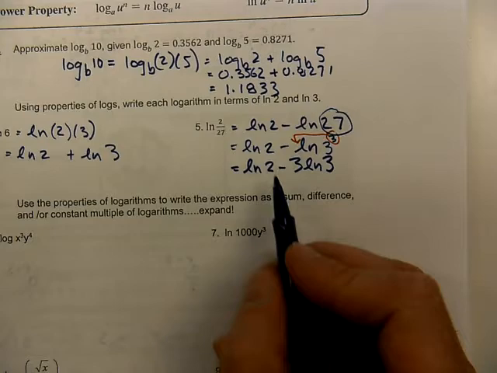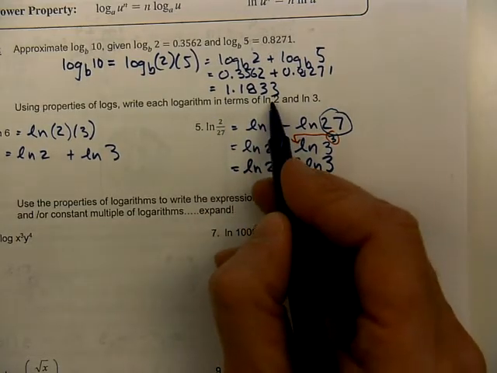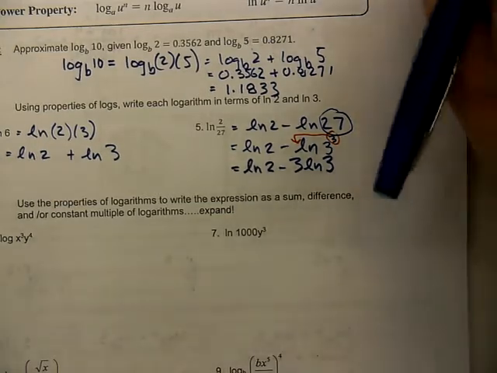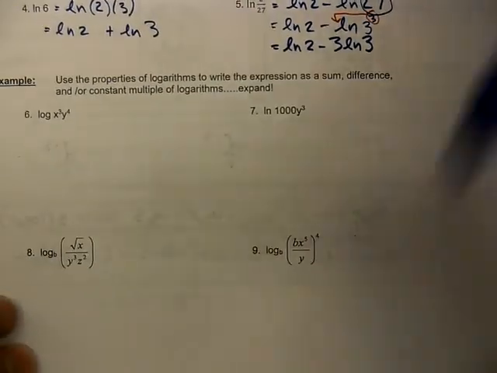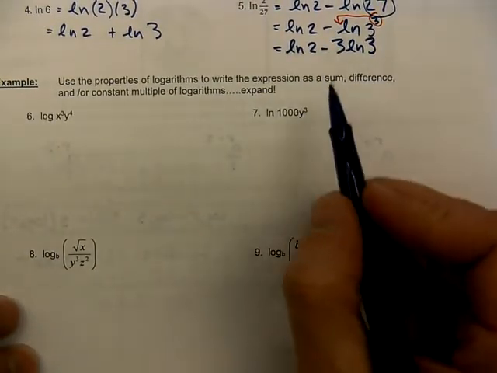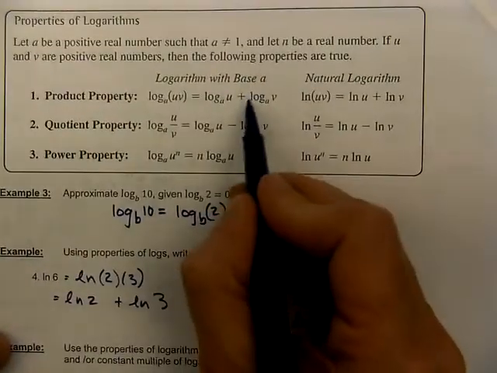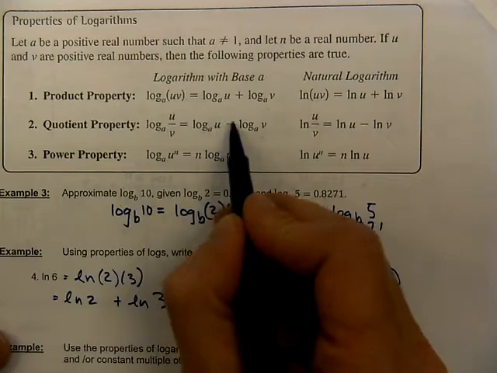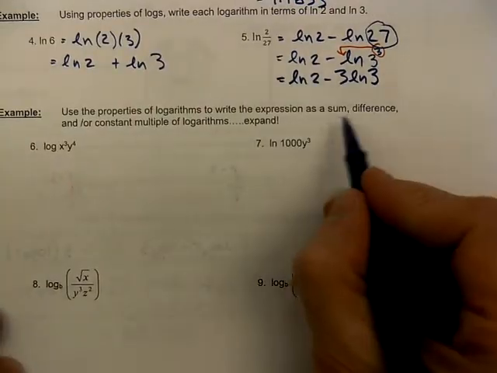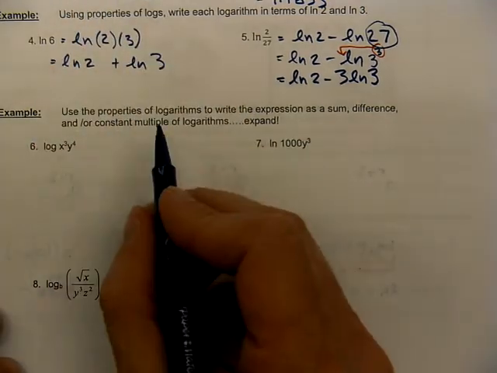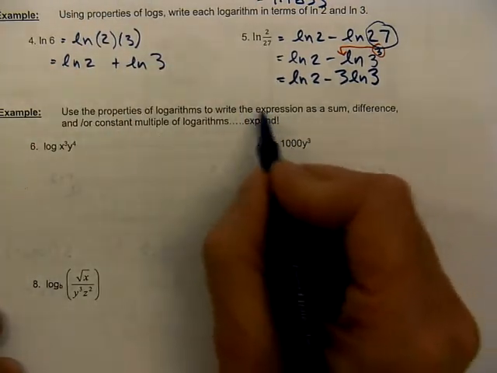So our answer is in terms of natural log of 2 and natural log of 3. They're showing up in some combination. All right, let's continue to use the properties to write the expression as a sum or a difference. Those are clues that you need to expand it out with the plus sign or the minus sign, right, as a sum or a difference or even that constant multiple. That's the power property we saw. In other words, we're expanding.